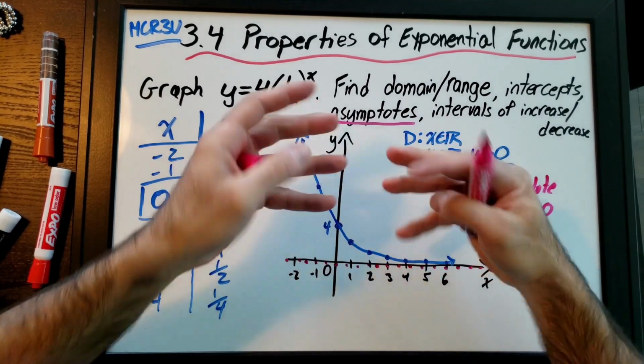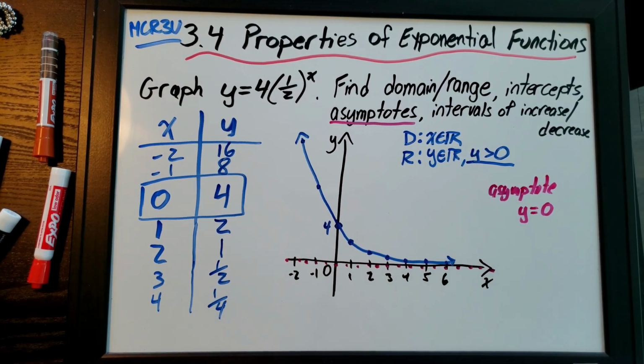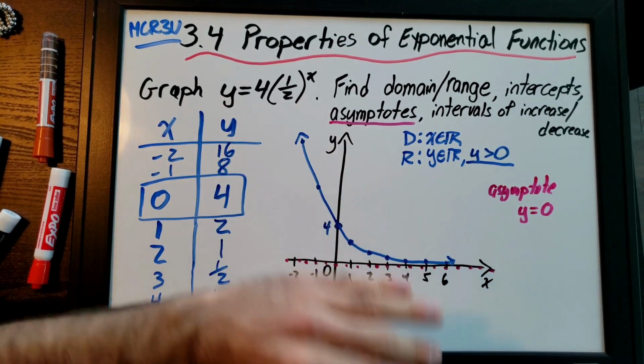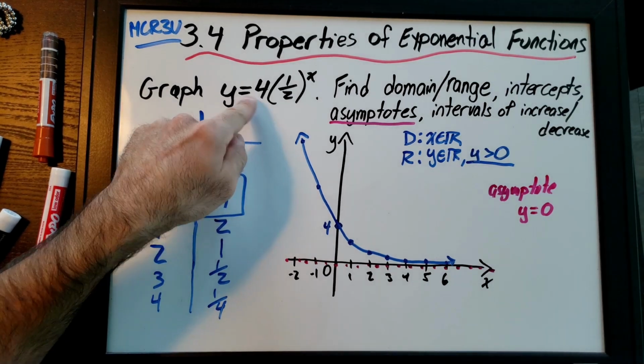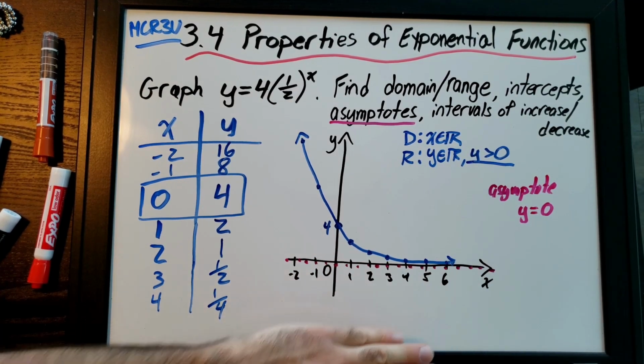Now this function can be here or it can be flipped underneath the asymptote. Both work. When is it going to be flipped underneath? Well, we remember transformations of functions. If I have a negative sign in here, it means I'm going to flip it on the x-axis.